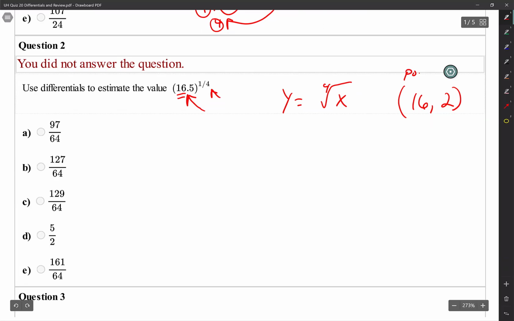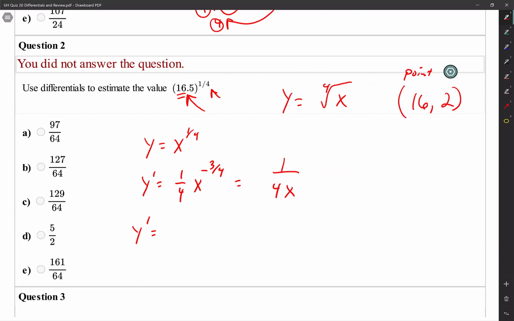So this is my point. Now I need a slope because I need a tangent line to approximate the 16.5. So y equals x to the 1/4. And here's my derivative, 1/4 x to the negative 3/4. I'm going to rewrite this. So y prime equals 1 over 4 x to the 3/4. Hold on, there's a little ant on my screen. Get out of here, ant. There we go. And I'm going to rewrite it like this: 4 times the fourth root of x cubed.